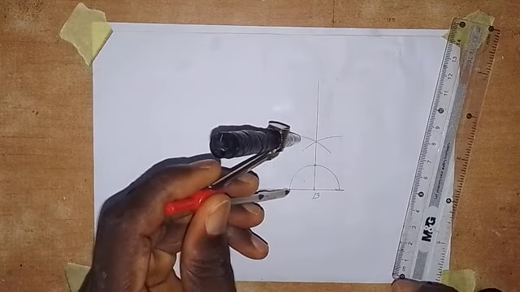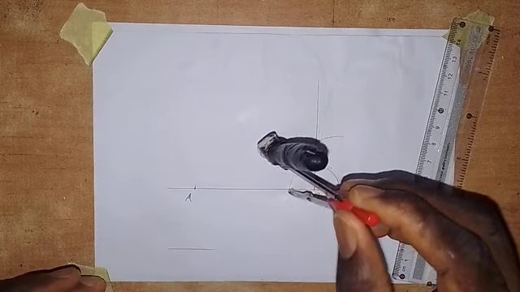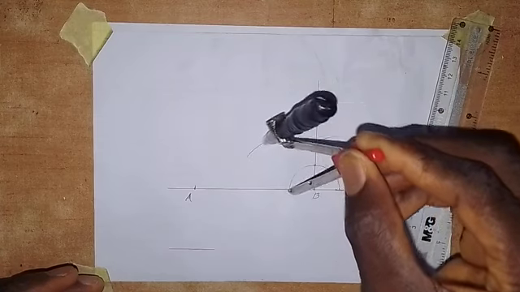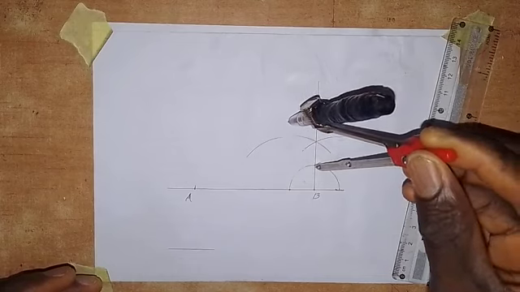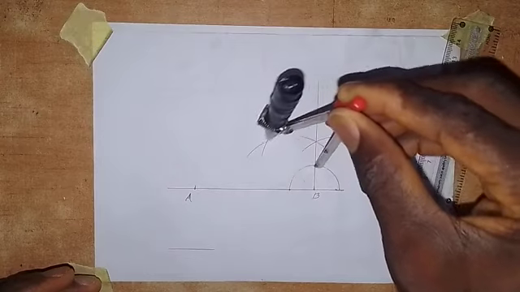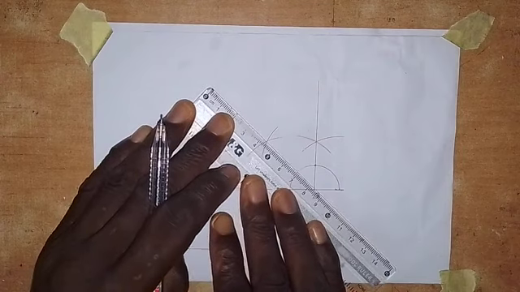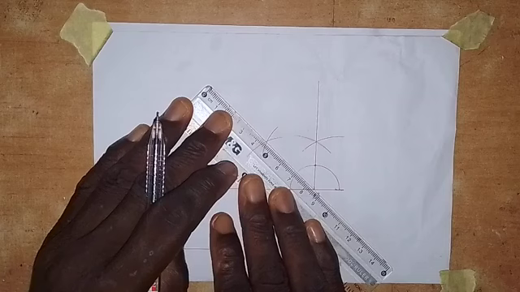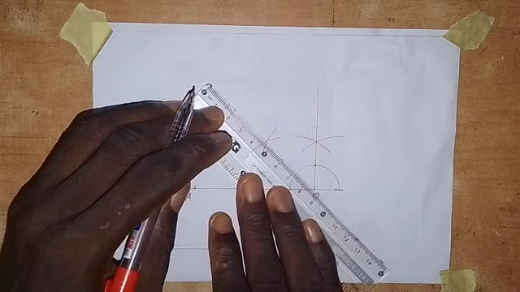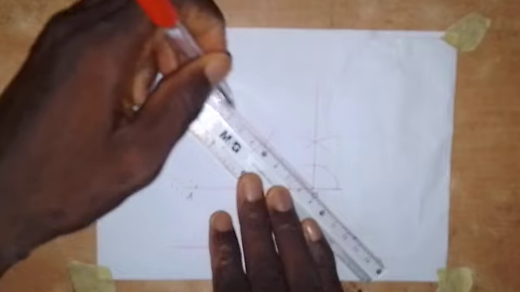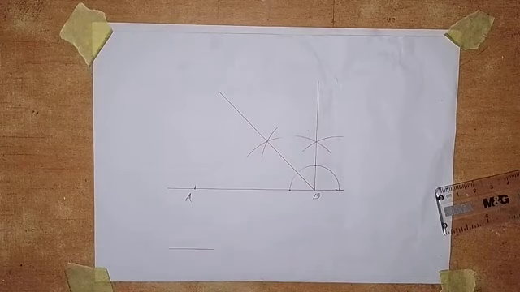So put the pinpoint of the compass at this point. Then extend the compass to a convenient radius. This is okay for me. Then draw an arc like this. Then raise it up and put it at this point, where the line touches the semicircle, and draw an arc again like this. Then from point B, draw a line through the point of intersection of the arcs. So it goes like this. From point B, set the ruler very well, then draw a line through the point of intersection of the arcs. So we have this.